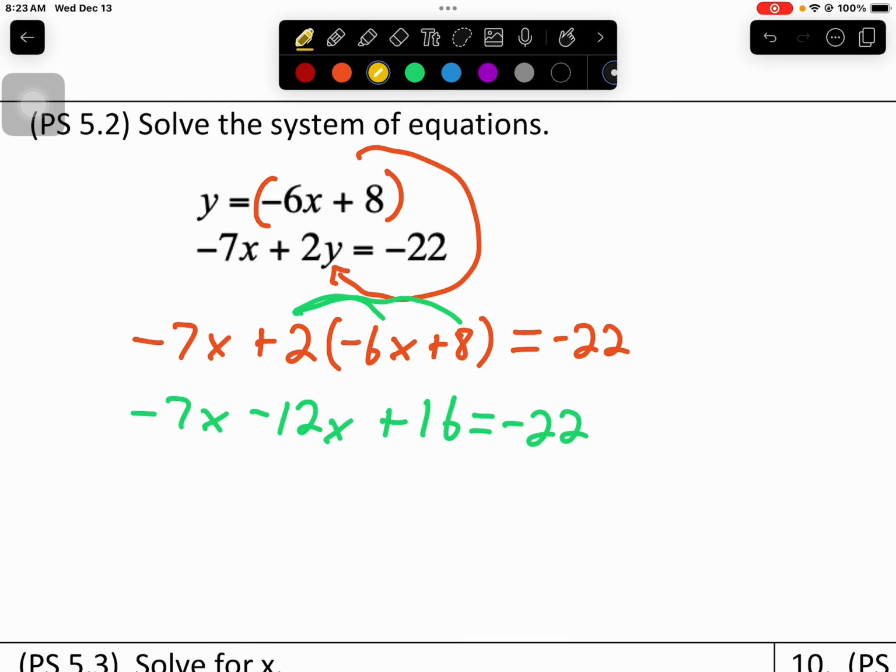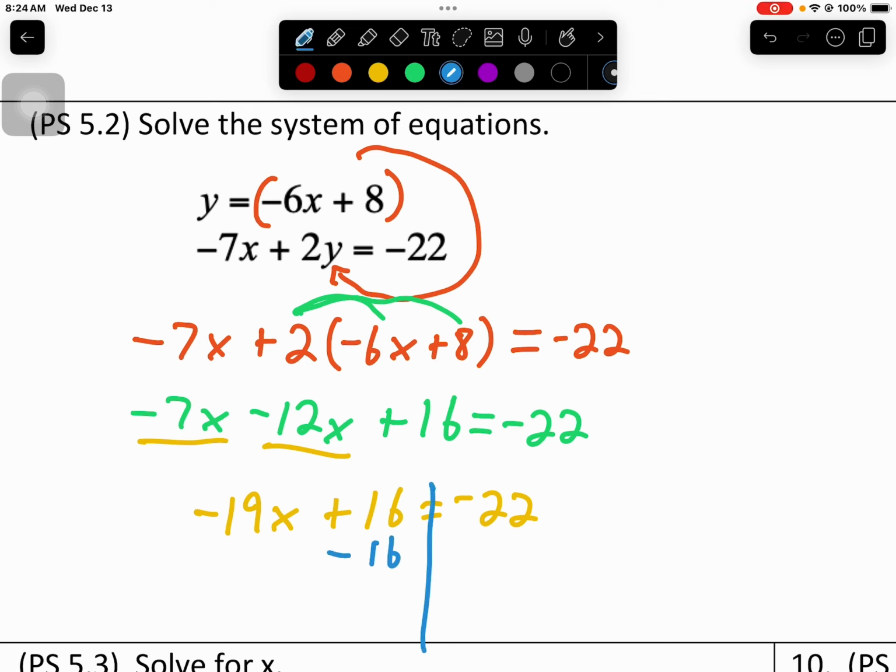So then you combine like terms. So just add the numbers in front. Negative 7 minus 12 is negative 19. X plus 16 equals negative 22. Then it's a two-step solve.